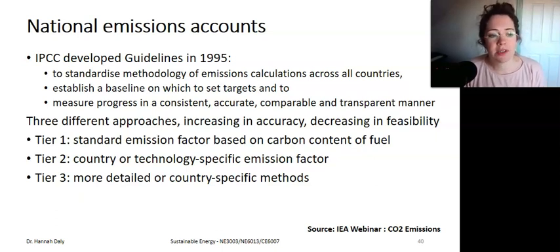The purpose of that was to standardize the methodology of emissions calculations across all countries, because when we're setting targets, it's important, first of all, to set a consistent baseline for every country, and also to measure progress in a consistent, accurate, comparable, and transferable manner. So when we're talking about making national level statistics, all of those factors are important.